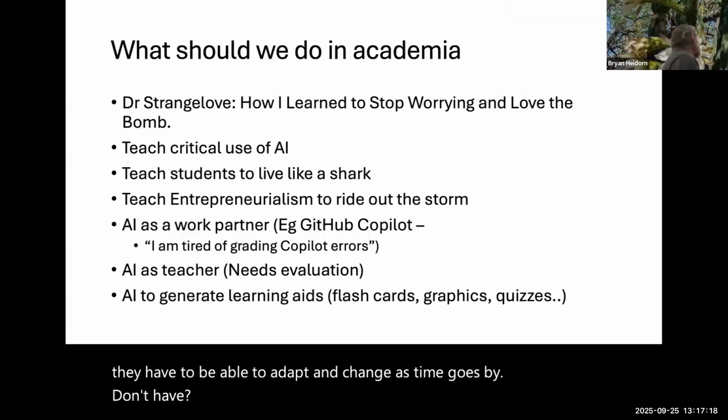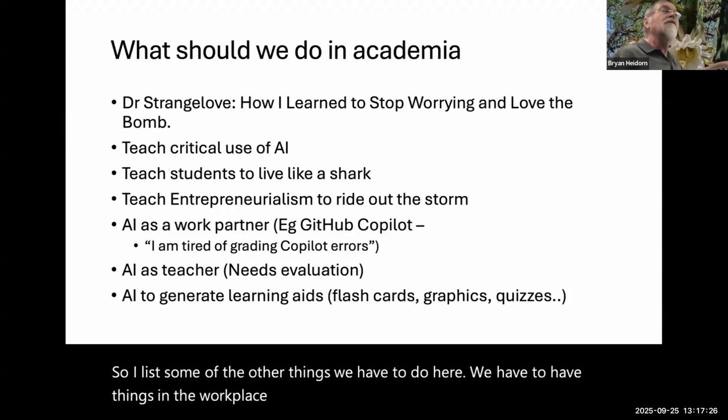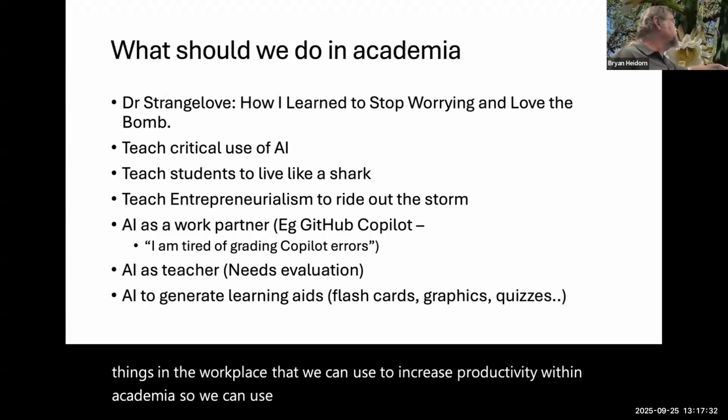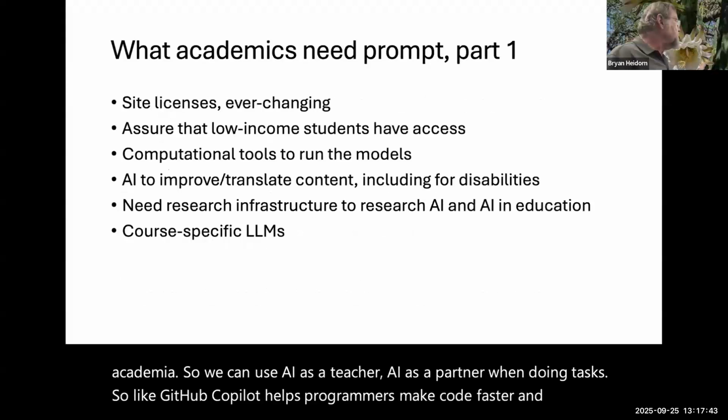Okay, I'm going to have to go faster. So I list some of the other things we have to do here. We have to have things in the workplace that we can use to increase productivity within academia. So we can use AI as a teacher, AI as a partner when doing tasks, like GitHub Copilot helps programmers make code faster and things like that.